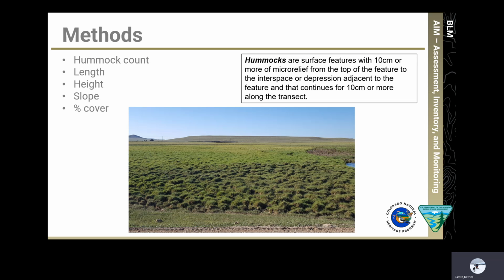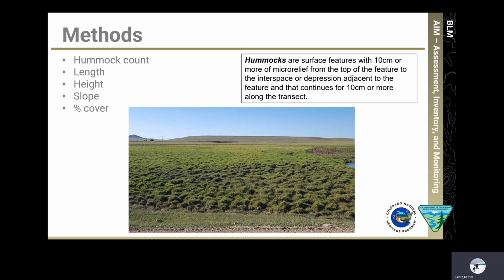The data collected on hummocks is intended to characterize the physical structure of the hummocks within the plot. The methods detailed in this presentation record the number, height, length, slope, and vegetated condition of hummocks within the plot. It is important to collect these data only after vegetation data has been collected in order to minimize disturbance along the transect.